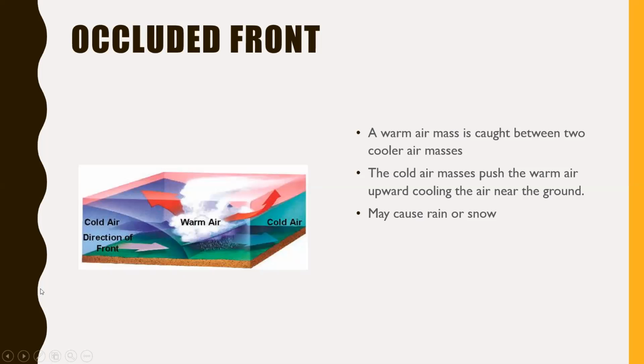And the most involved front is the occluded front. Okay, the warm air mass is caught between two cooler air masses. So you have a cold air mass moving one way and another cold air mass moving the other way, and that warm air mass is caught in between them. Those two cold air masses push that warm air mass upward. That's cooling the air down here where we're living, but warm air up here, we're going to get rain and snow because of it.